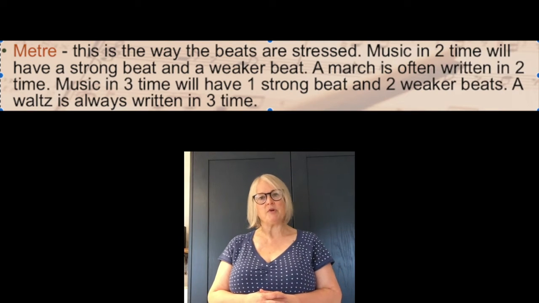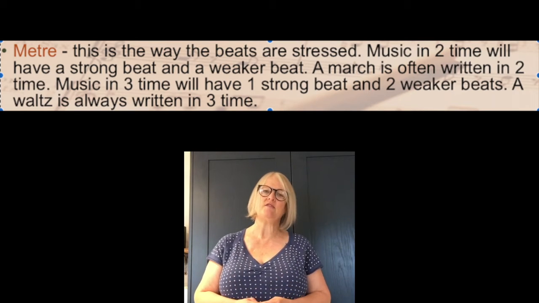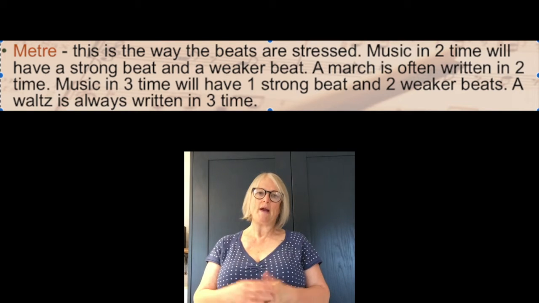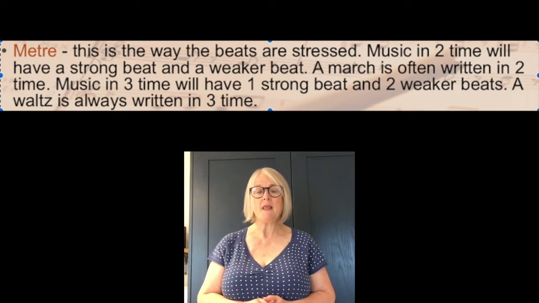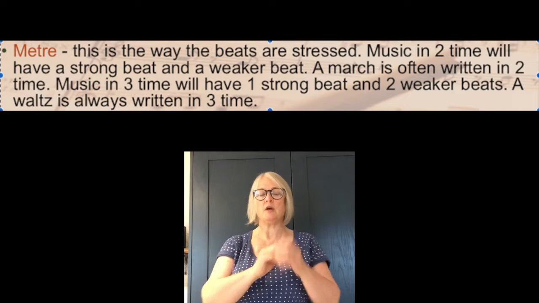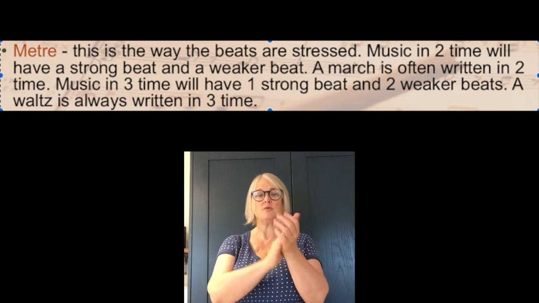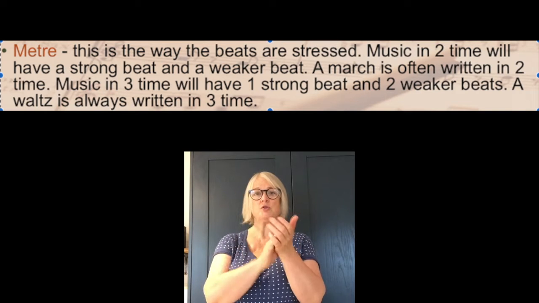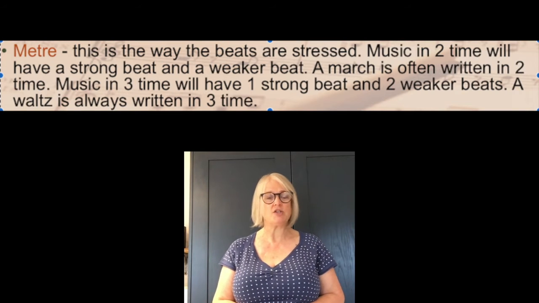The next piece of vocabulary is a little bit more complex. It's called the meter. And the meter of music is how that beat is divided up into strong stresses and weaker stresses. So when you look at the time signature of a piece of music, the top number is what we call the meter. So you can have 2 time, for example, 1, 2, 1, 2, 1, 2. You can have 3 time, as in a waltz, 1, 2, 3, 1, 2, 3. You can have 4 time, 1, 2, 3, 4, 1, 2, 3, 4. And you can have other meters as well, but they're the main ones for Key Stage 1 and Key Stage 2.